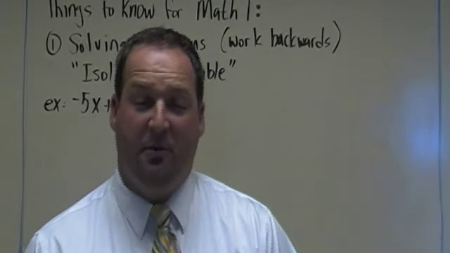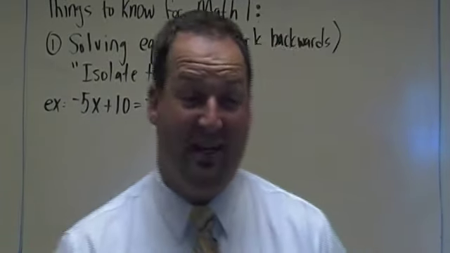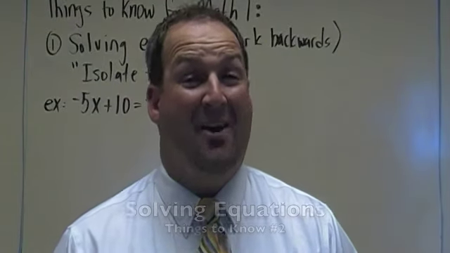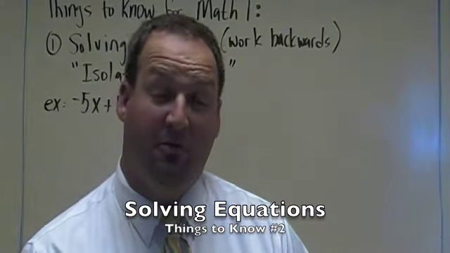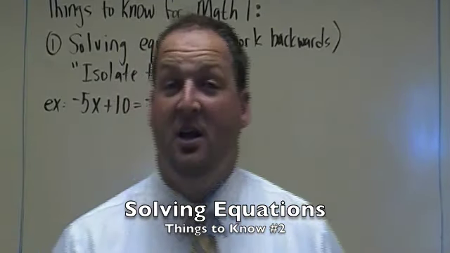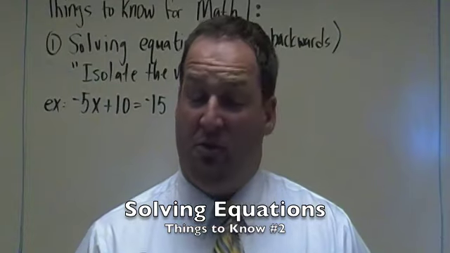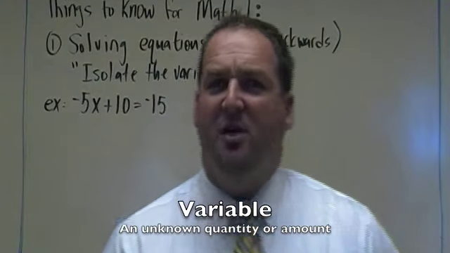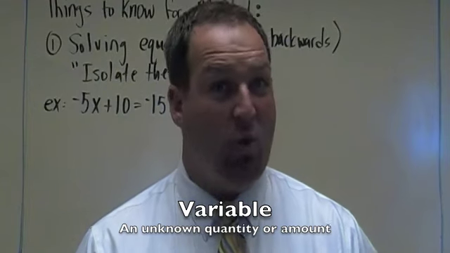All right, now we went over the first thing. It's time to go over the second thing. The second thing you need to know for Math 1 is how to solve an equation. Well, first of all, we need to go over a couple of terms. What is a variable? Well, we're solving for a particular variable. A variable is an unknown quantity.